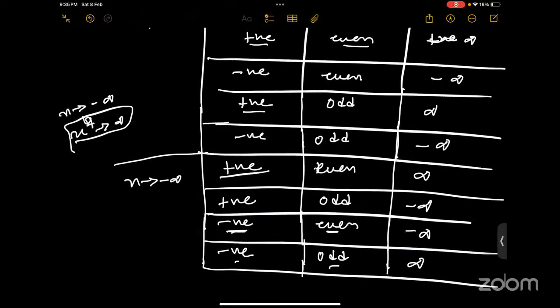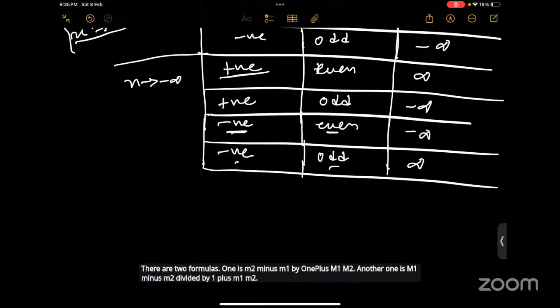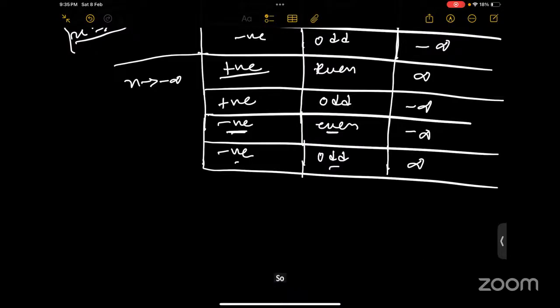Ma'am, to find the angle between two lines, there are two formulas. One is m2 minus m1 divided by 1 plus m1 m2. Another one is m1 minus m2 divided by 1 plus m1 m2. So if they ask what is the angle between two lines, which formula should we use, ma'am?